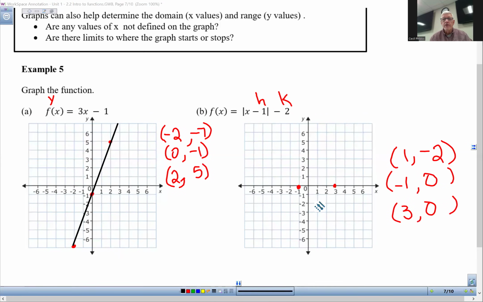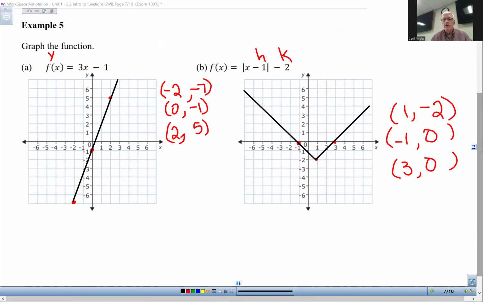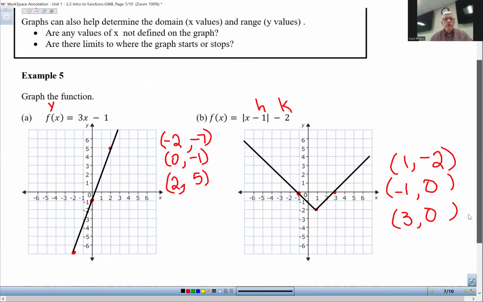And remember, you're going to use the ray tool in WebAssign, one going to the right and one going to the left. And there's our absolute value graph. So once more, these graphs are just like the graphs you did in the last section. Be sure you know how to graph a line and how to graph an absolute value. There will be one of each of these graphs on your test for Unit 1. Make sure you can graph them both correctly.